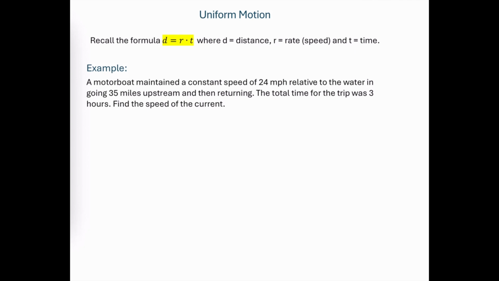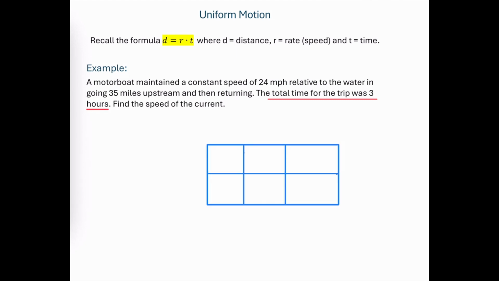A motorboat maintained a constant speed of 24 miles an hour relative to the water in going 35 miles upstream and then returning. The total time for the trip was 3 hours, and we want to find the speed of the current. Uniform motion problems can be organized using a 2x3 box.